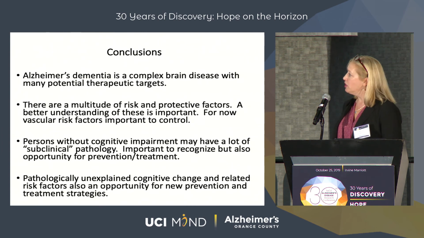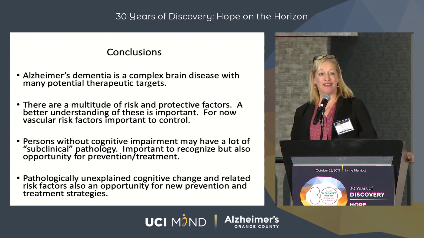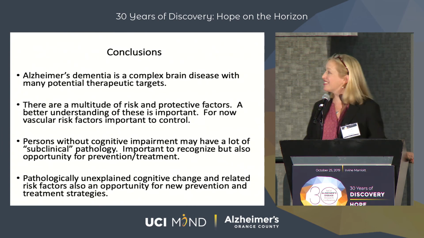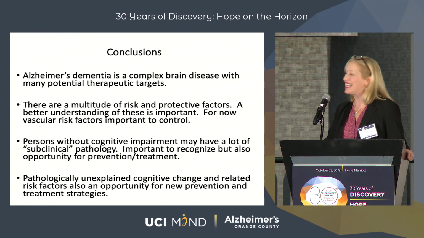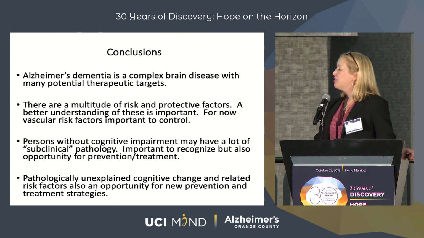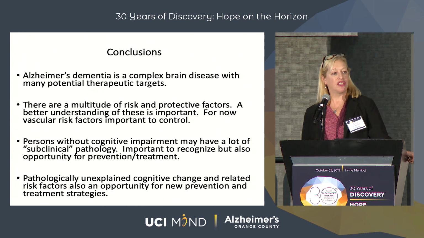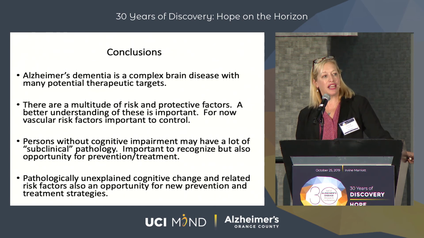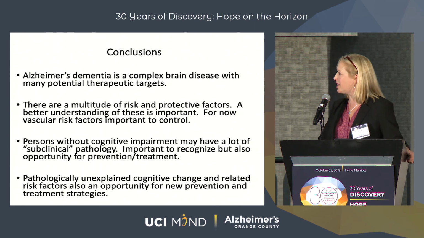So in conclusion, Alzheimer's disease, I hope I've convinced you, is a really complex brain disease, but it has many potential targets, which is really good news, right? There's a multitude of risk factors, protective factors, and better understanding this is really important. I think for now, we can be clear that controlling your vascular risk factors in general is going to be important when 75% of older people with dementia have these vascular changes in their brain.